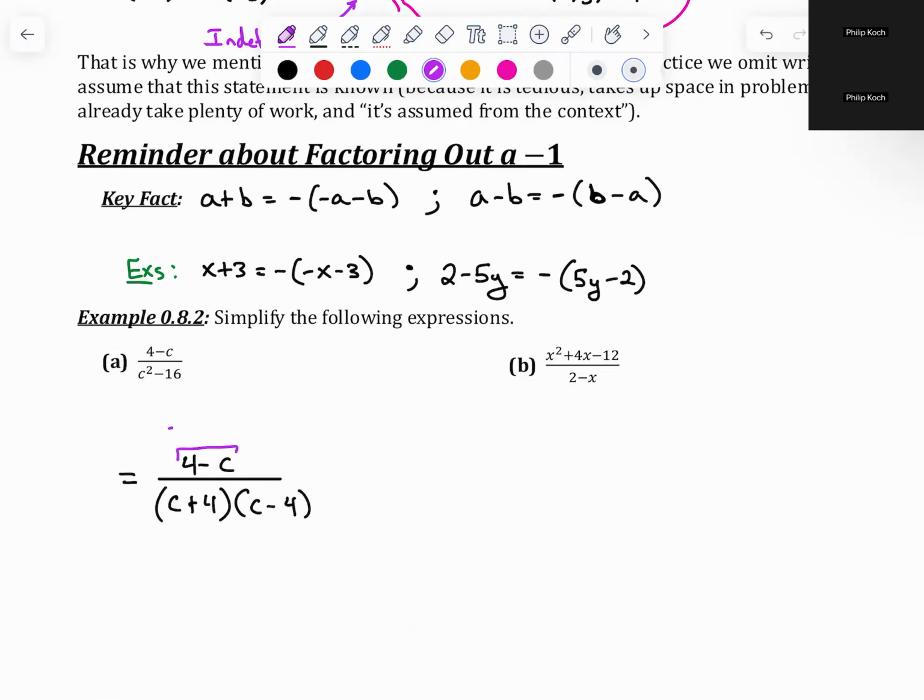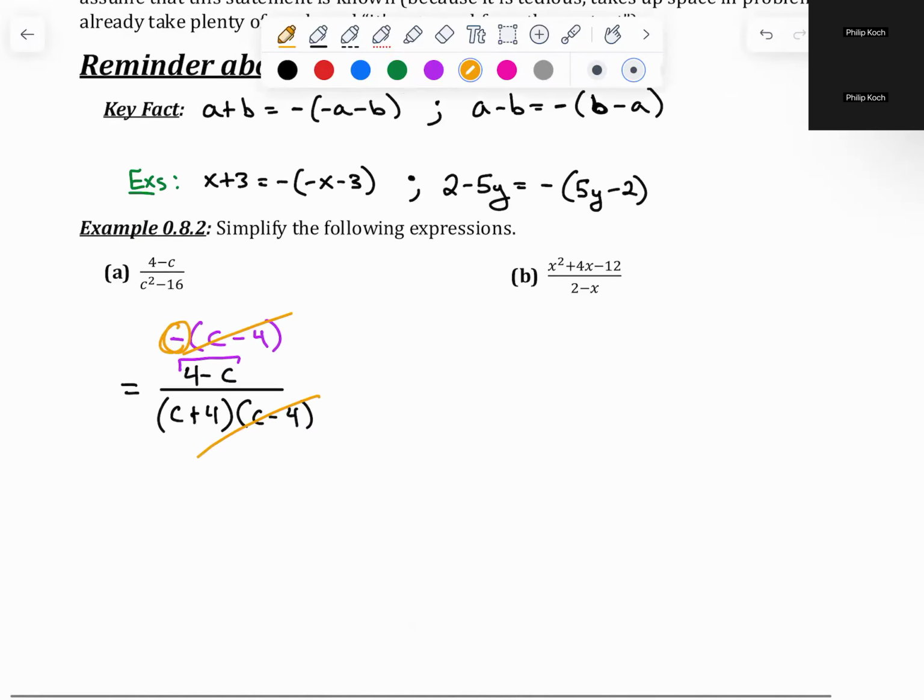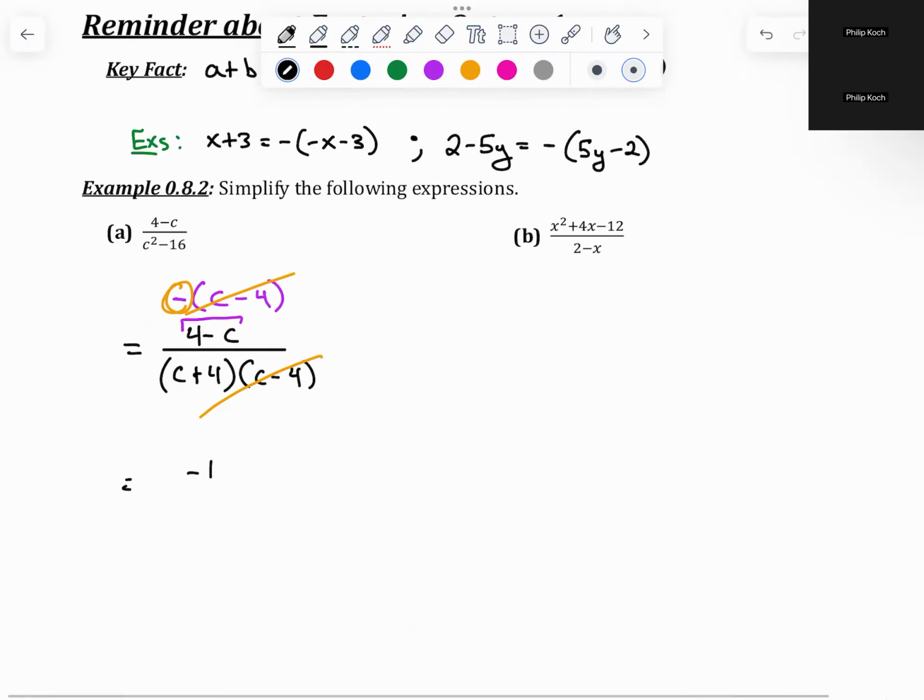It turns out that if I factor out a negative from this thing, now I've got a positive c and a -4. So I'll write it as negative the quantity c minus 4. And then, lo and behold, the c minus 4's cancel. But don't forget about that negative sign. It's still around. So this equals -1 divided by c plus 4.